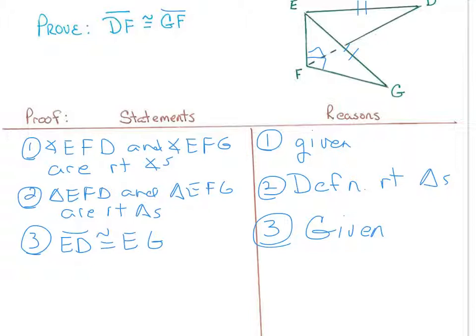All right. So we do have a theorem that talks about the hypotenuse and the leg, right? To prove congruence. Do we know anything about any of the legs? They share a leg, don't they? What leg do they share? Okay, so we could say that segment EF or side EF is congruent to side EF. Andrea, why can I say that? Reflexive.